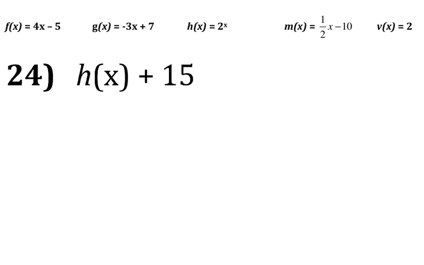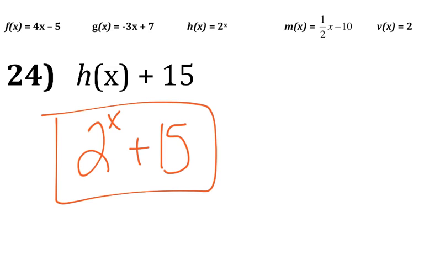Number 24, h of x plus 15. So h of x plus 15. Those are not like terms. There's nothing I can do with that, so that's my answer.